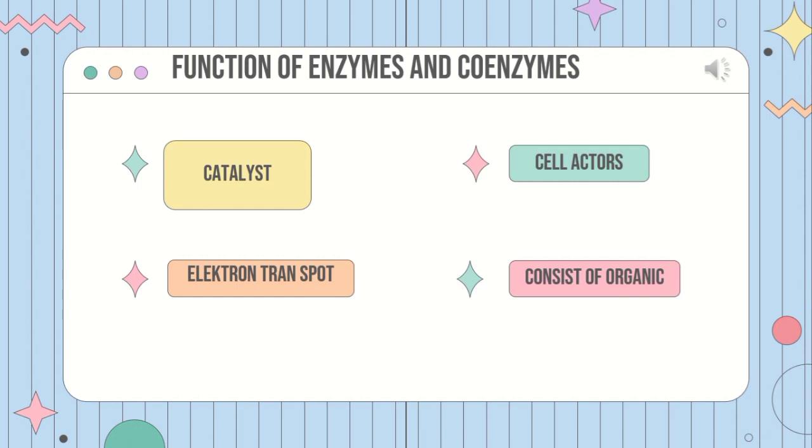And the fourth, cell actors. Coenzymes also come from other molecules in cells that are a source of cell actors. An example, one of the functions of coenzymes for the body is memory retention. Without coenzymes, the human body doesn't work and processes stop.